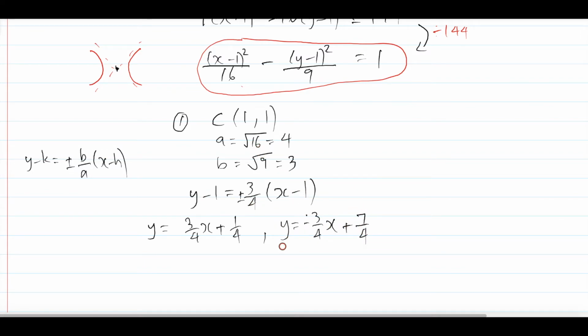Okay, so that's pretty much it for your 2 equations. y equals 3 over 4 x plus 1 on 4, and y equals negative 3 over 4 x plus 7 on 4. So those are your 2 asymptotes. Step number 2 is you can start sketching your graph, and we will draw axes first.